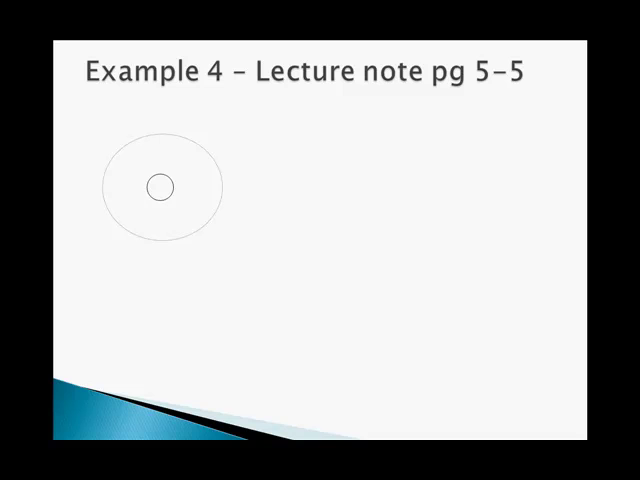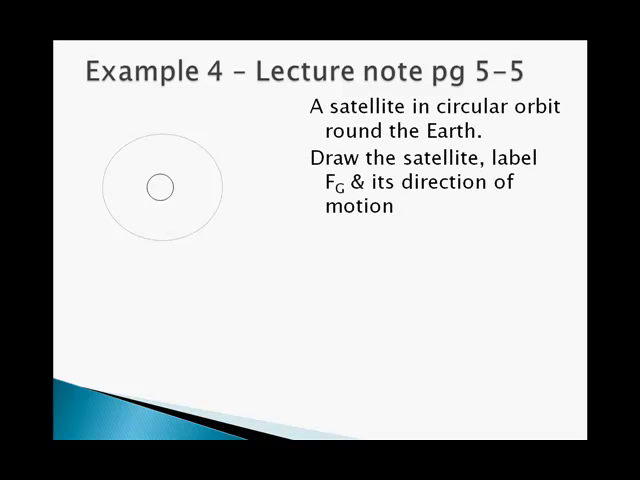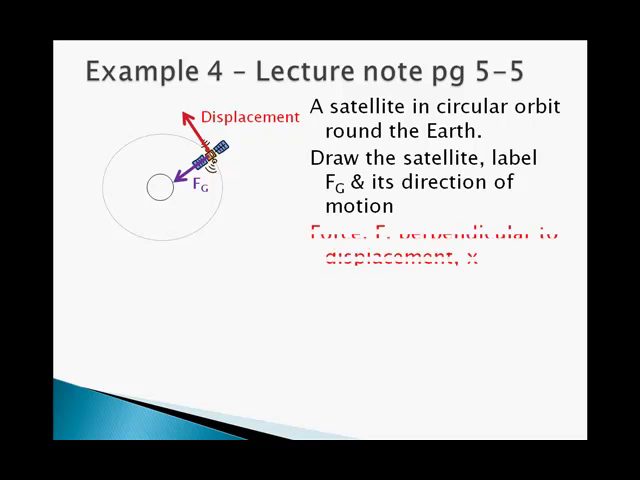Okay, now let's look at example 4 on your lecture notes on page 5-5. In this case, we have a satellite in a circular orbit around the Earth. So first of all, we will draw the satellite and we will label the force of gravity and its direction of motion. In this case, you will see a satellite and the force and the displacement. And you will realize that the force F is actually perpendicular to the displacement x.